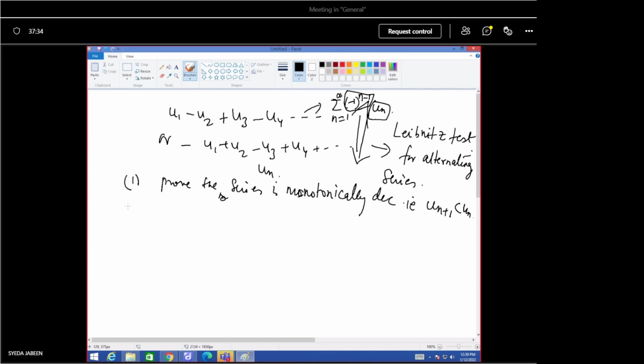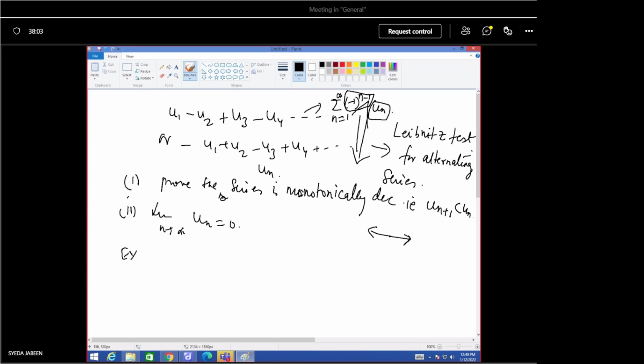The other thing is that you prove that the limit as n tends to infinity of un is equal to 0. If we prove these two, then we can say that the alternating series will converge. An alternating series will not diverge, it will oscillate. When it converges, it has a unique value. When it does not get a unique value, it is oscillating, either finitely or infinitely.